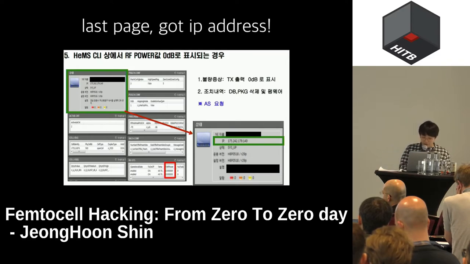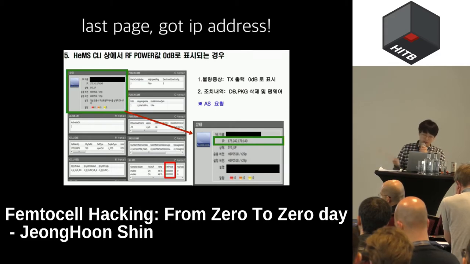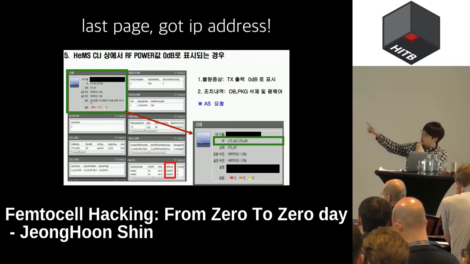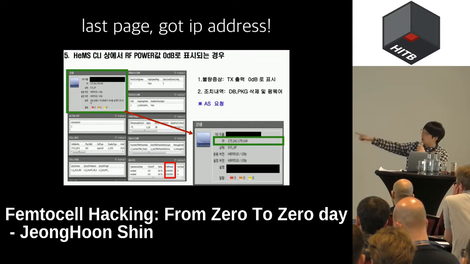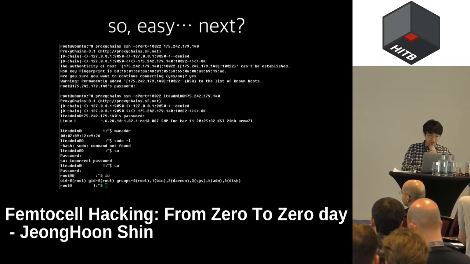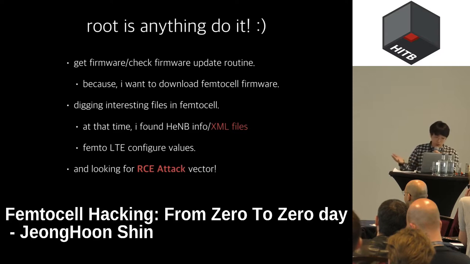But I finally found very helpful information on the very last page. It was about troubleshooting, and it exposed all the IP addresses of the actual devices. I was very lucky. Do you see the two green boxes? The IP addresses are written there. With all that information, I could easily get root. I used a blockchain just in case, not to be caught. Unfortunately, this server is no longer accessible. Now we can do everything.